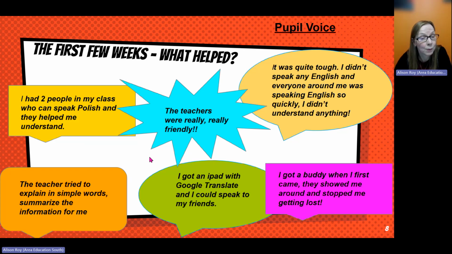People are talking about how difficult it was in the earlier stages. It helps if teachers try to explain in simple words. So not using pidgin English, but just trying to reduce the amount of language they're using and make the instructions easy to understand.